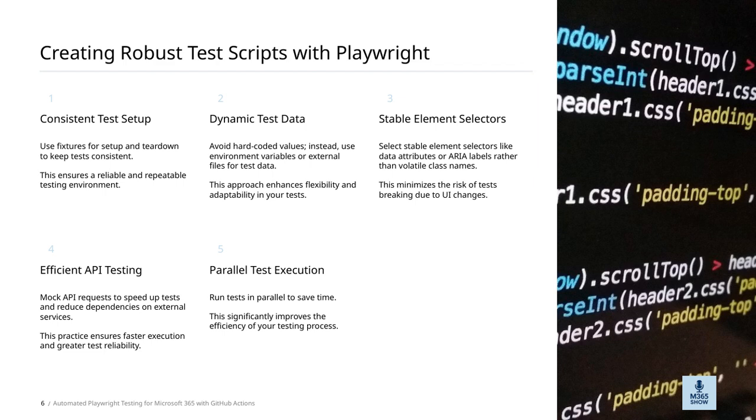When it comes to selecting element selectors, choosing stable options like data attributes or ARIA labels is crucial. These are less likely to change compared to class names, which can be volatile, and helps prevent your tests from breaking due to UI updates.